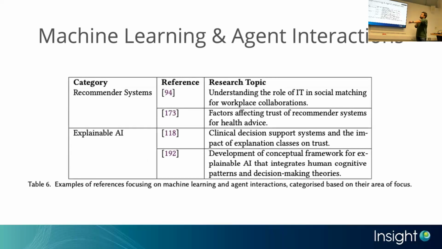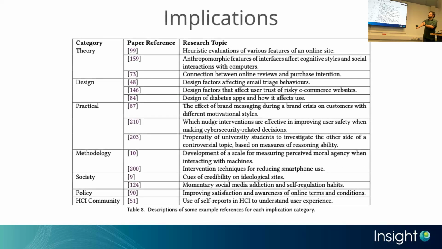And the last group is machine learning and agent interactions, which are like recommender systems, explainable AI, things like that. If you have any interest to look into any of those areas, as I said, please do look in the paper. And if we have time at the end, I might explain one or two studies.